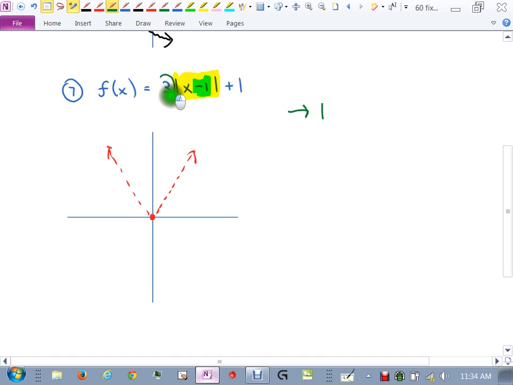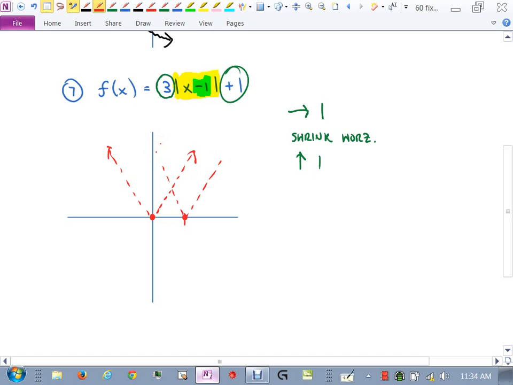The 3 in front is, we looked at this 2 ways. You can say it shrinks it horizontally or it stretches it vertically. I'm going to say shrink or compress horizontally. And then the final thing here is the plus 1 that's going to move it up 1. So let me do my transformation. I'm going to move everything to the right one, which is going to put me here. Okay, that's moving it to the right one.